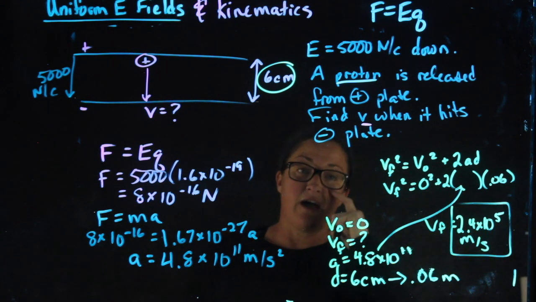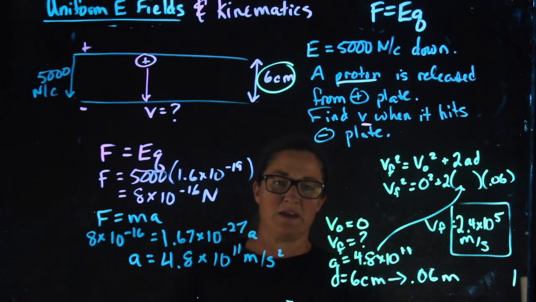Do not be surprised when you get really high velocities, but you want to make sure that it's slower than the speed of light, which is 3 times 10 to the 8th. If you get a particle going 3 times faster than that, something's wrong with the problem.